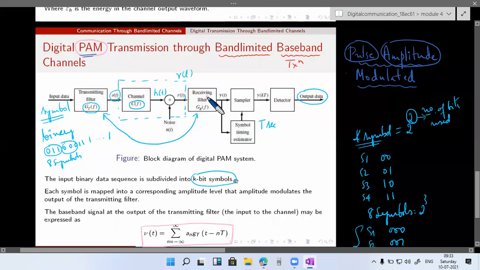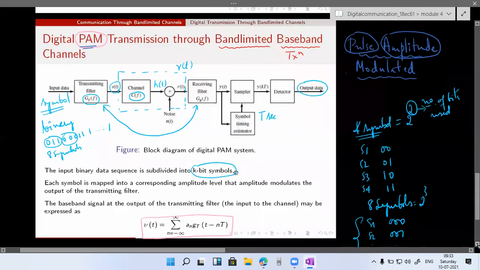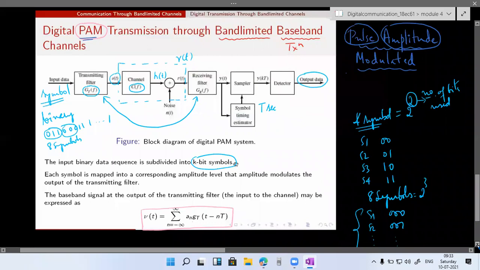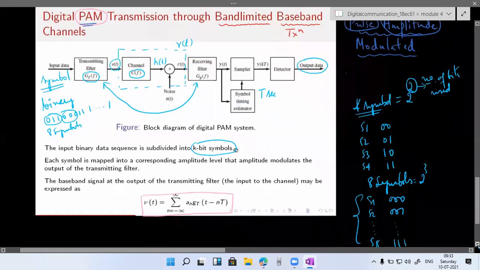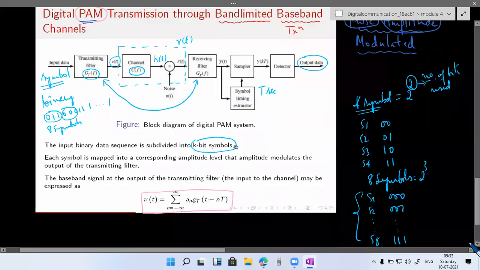So this receiving filter in turn will output a signal Y of T, which will be made to pass through a sampler, where it will be sampled at every T seconds, and in turn it will be made to pass through the detector stage, where we end up with our output data. And this output data should resemble our input data. Ideally we expect that to happen, but practically there are some issues. In this session, we'll be going through all of those issues, what leads to them, and we'll try to mathematically capture each and every concept.